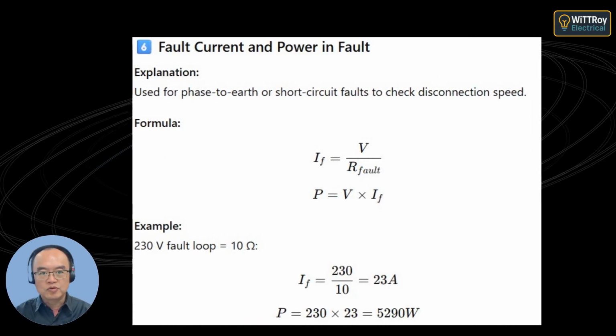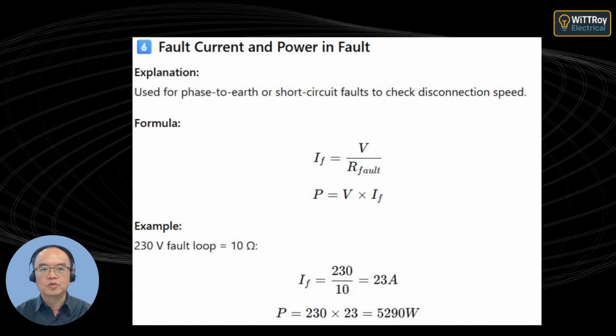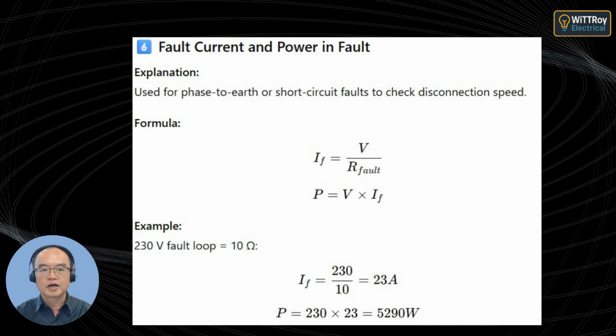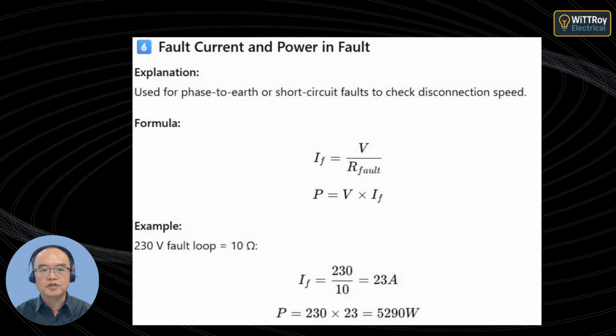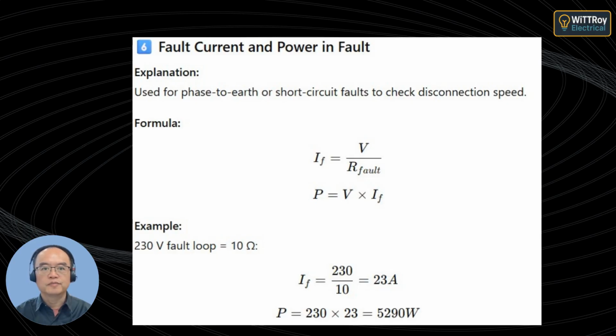When a short or earth fault occurs, we calculate the fault current with I equals V divided by R. For example, a 230 volt fault loop of 10 ohms gives 23 amperes. That's enough to cause serious damage, so protective devices must disconnect quickly.